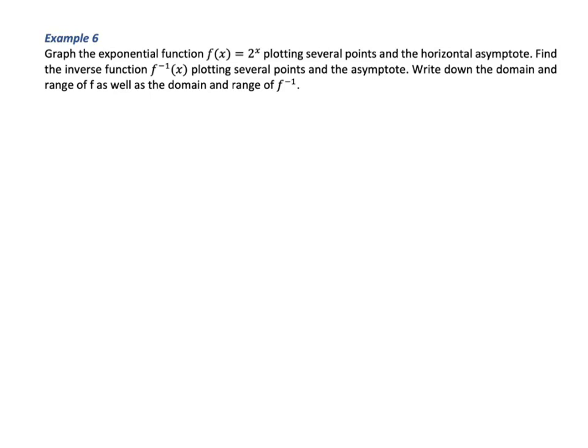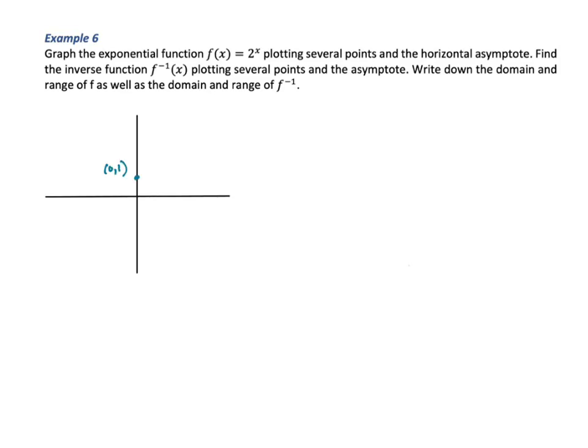In example 6, we've got to graph the exponential function 2 to the x, and we'll plot several points, including the horizontal asymptote, and we'll find the inverse, f inverse of x, by plotting more points. Remember, we just have to switch the x's and y's in the coordinates in order to get the inverse. So let's start by graphing what 2 to the x, that doubling function, looks like. So we'll plot some points.